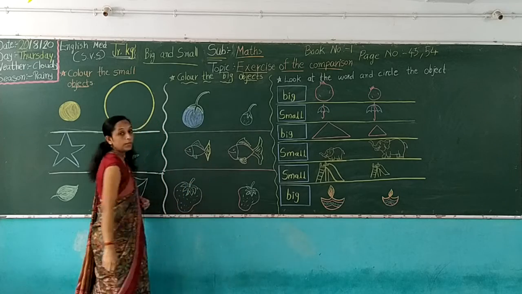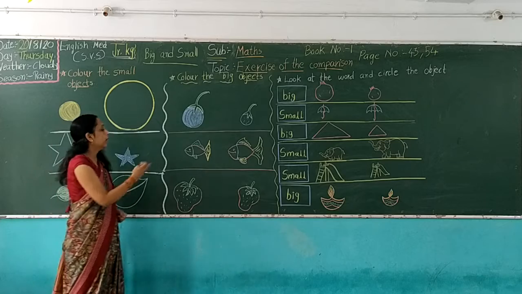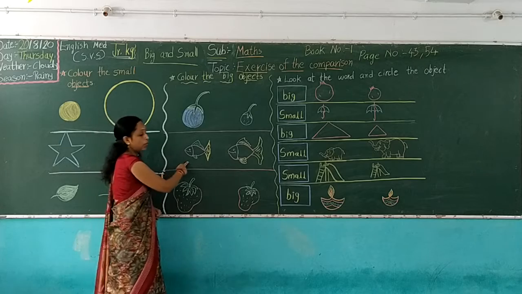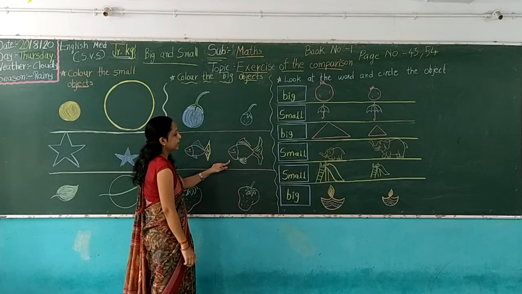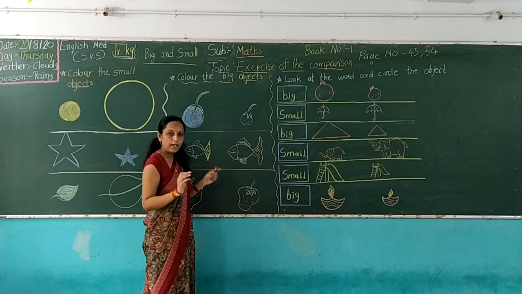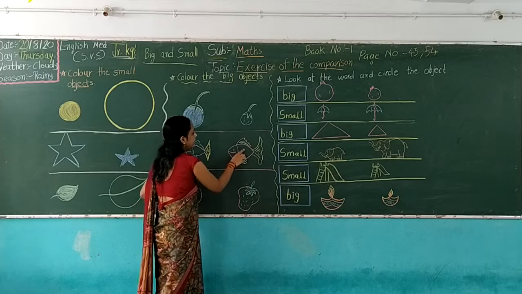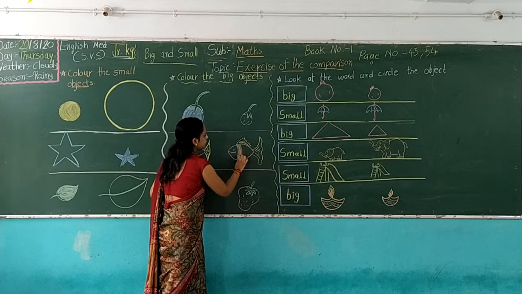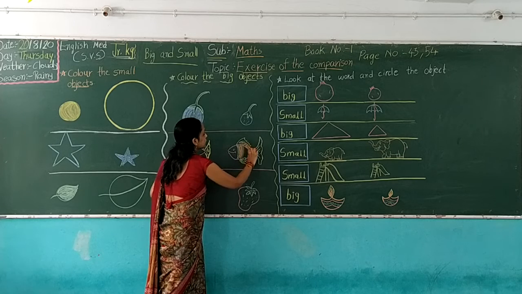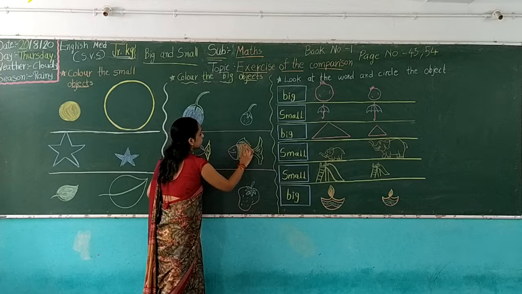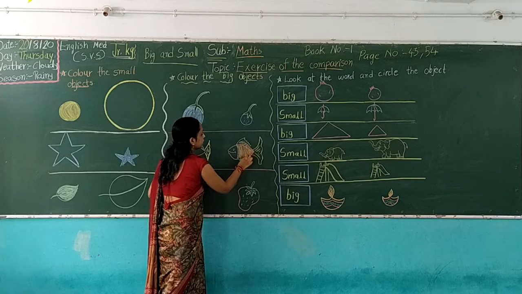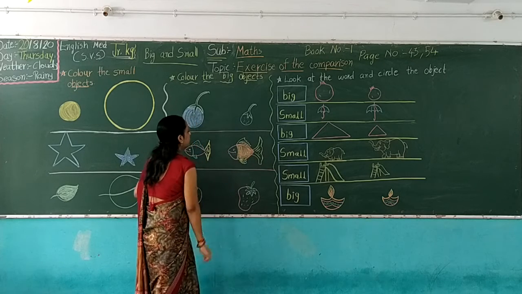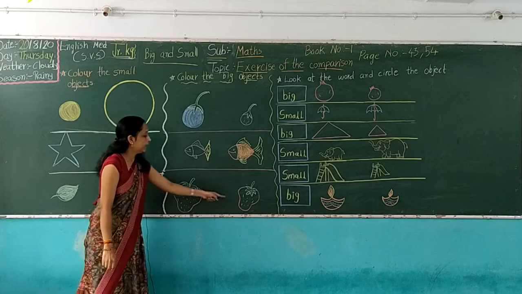Here I drew two fishes. One is big and the other one is small. So which fish is big? This? No. This? Yes. This fish is big. So color only the big fish. So this fish is big. Color only the big fish. Don't go out of the line. And color only the big fish. And last, what are these?